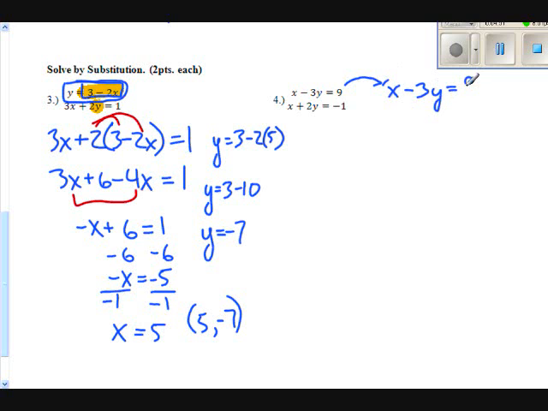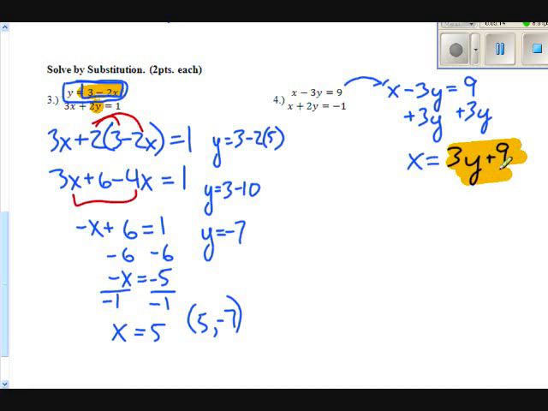So in order to solve this one for x, I've got to add the 3y to each side. So I'm going to add 3y to each side. And when I add 3y to each side, remember, I don't have like terms here, so I'm just going to write this as 9 plus 3y, or 3y plus 9. And now I'm going to plug this back in for x. See, this is my new x value right here.